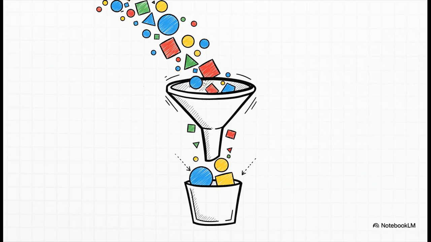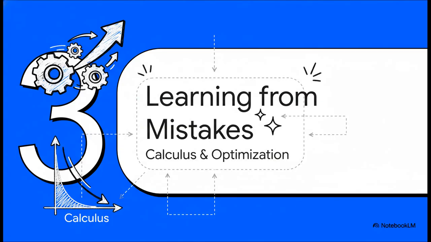SVD lets an AI focus on what matters most, the patterns that carry the most information, and just ignore all the fine-grained, less critical details. It's the mathematical version of seeing the forest for the trees. So, representing and compressing data, that's one piece of the puzzle.